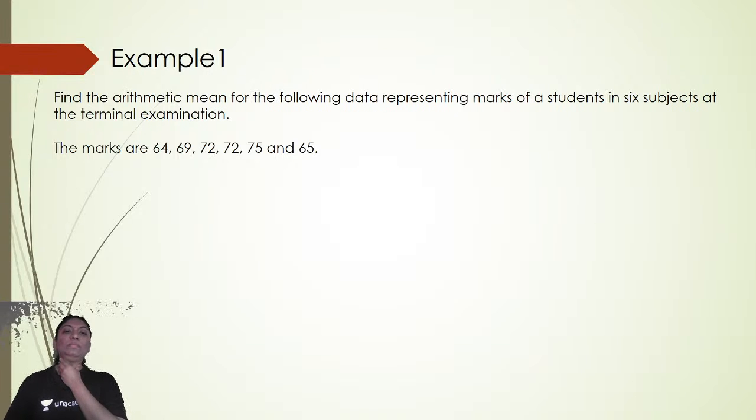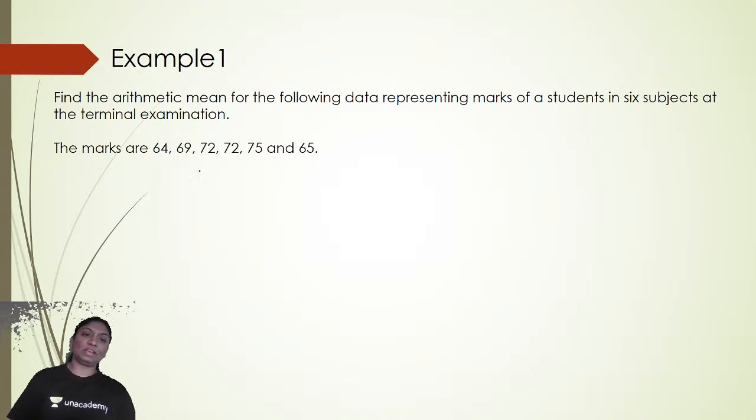Find the arithmetic mean for the following data representing marks of a student in 6 subjects at the terminal examinations. Very common example. You may say, madam, what a simple example you have taken. Yes, but it is of that same type. That's why I'm taking this type of example. We start with a simple example so that you properly understand the difficulty level of the exam. Now see, the marks are 64, 69, 72, 72, 75 and 60.